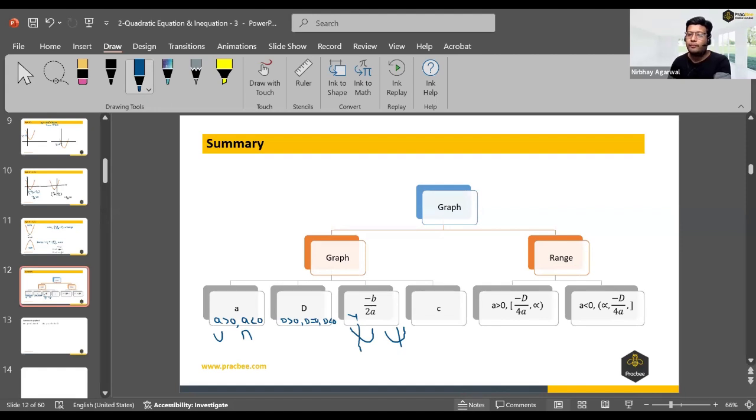In the case of C, if the graph cuts the y-axis on the positive side, C will be greater than 0. If the graph cuts the y-axis on the negative side, C will be lesser than 0.